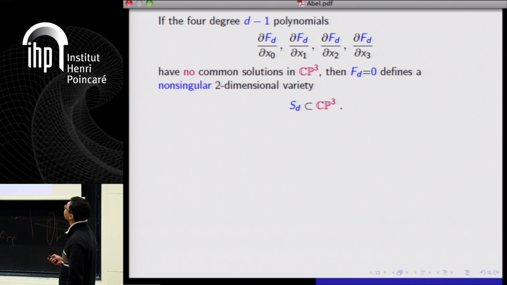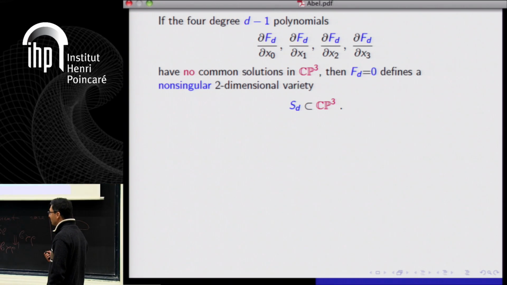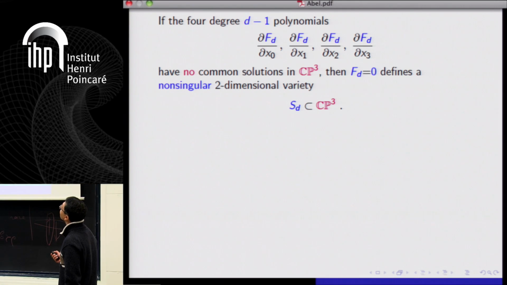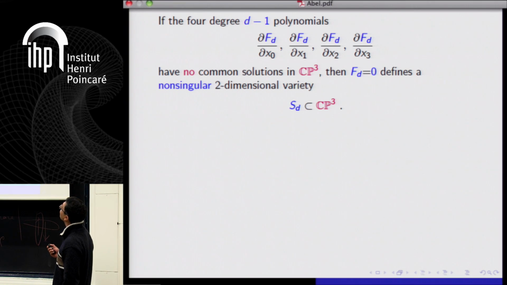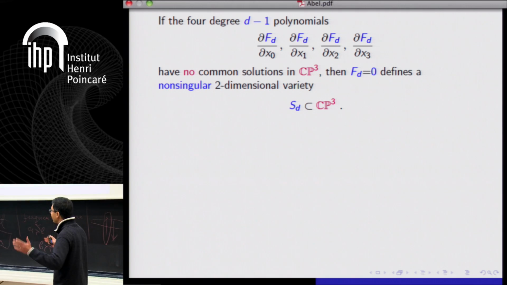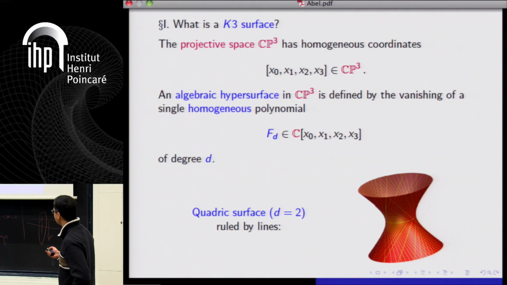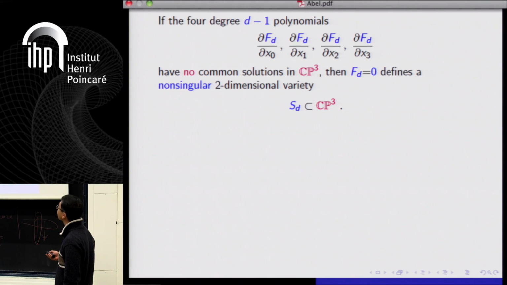OK, so surfaces come in different types. We're interested here in surfaces that have no singularities. And the easiest way to explain this is I can take these 4 partial derivatives, and I want these 4 partial derivatives to have no common solution. Then if I look at the zero set, this defines a non-singular 2-dimensional surface. There are no singularities at all. In this previous case, this is smooth everywhere, no singularities.